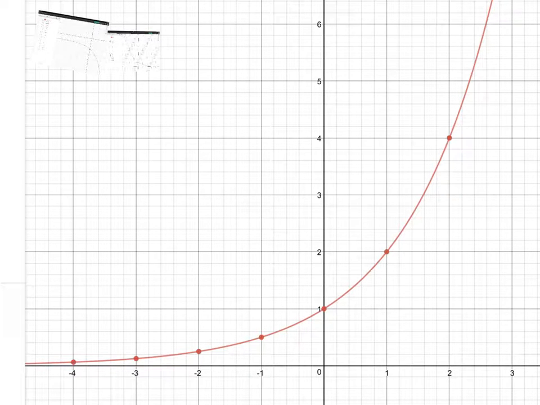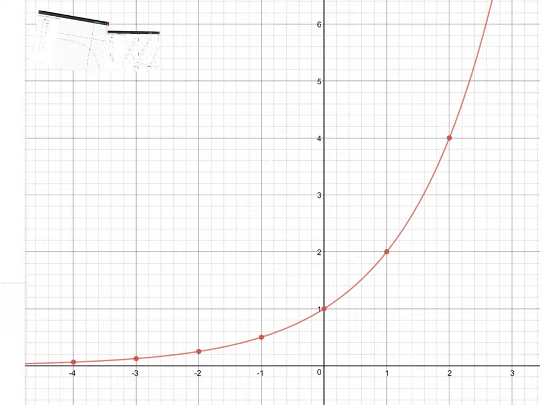Because as you count on your x's, right? Here's 0, 1, it got bigger. 2, it got bigger. 3, it got bigger. So it's growing, right? So over here, it's really small. From left to right, it grows.